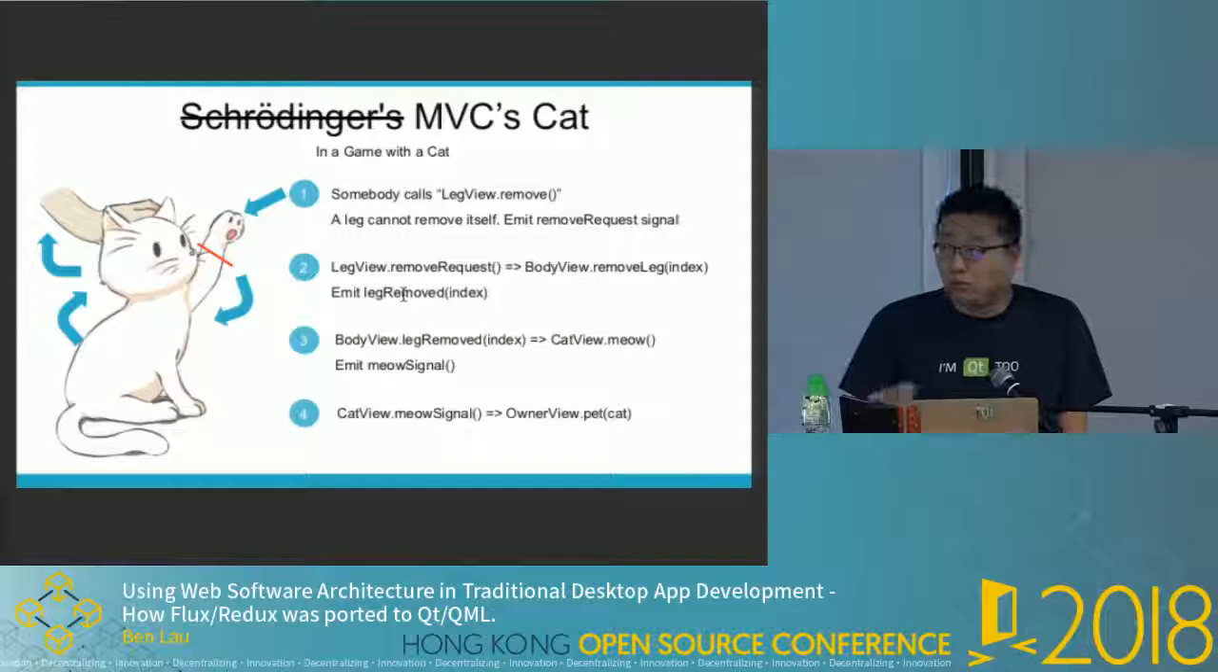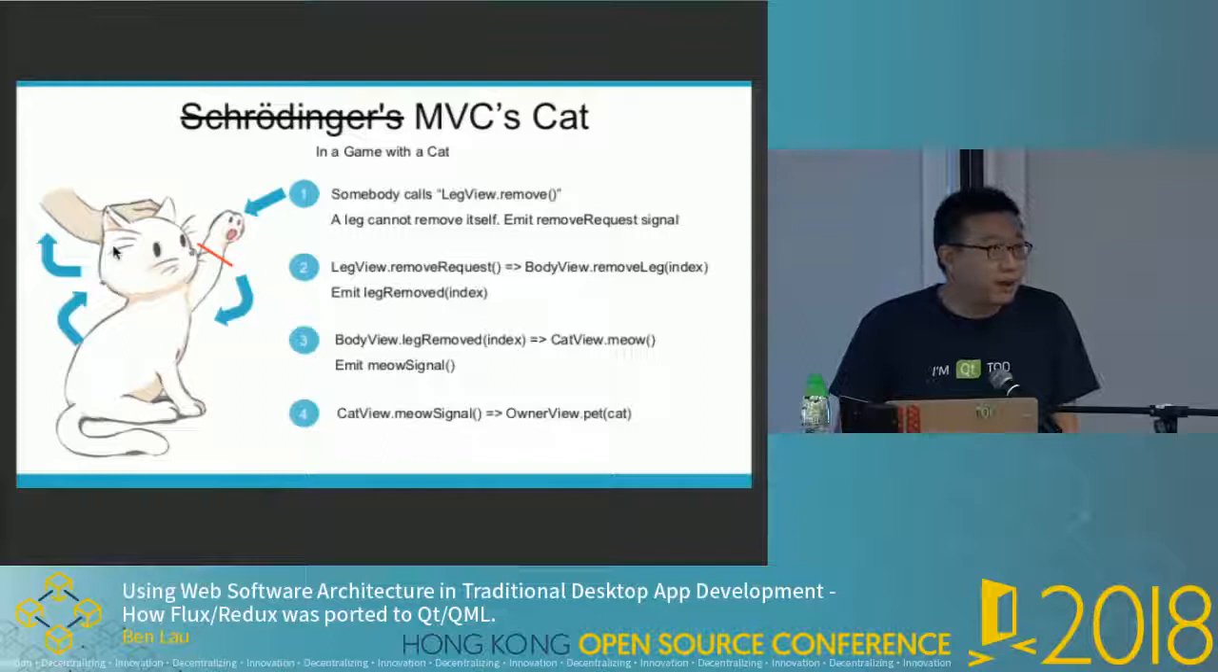It's quite common. And then at the same time, probably you emit another signal, the leg is removed, but it's not finished. Maybe, if you remove the leg, the cat should meow, there's some response to that. And then it may have another action: when you have the meow signal, the owner should come to pet it, no matter what is happening to the cat.